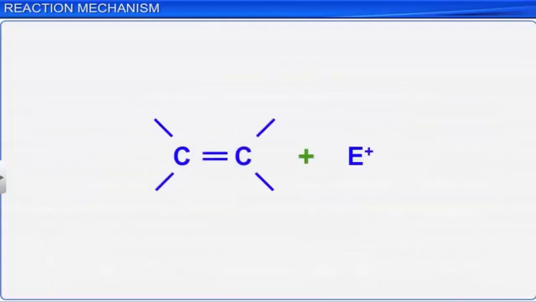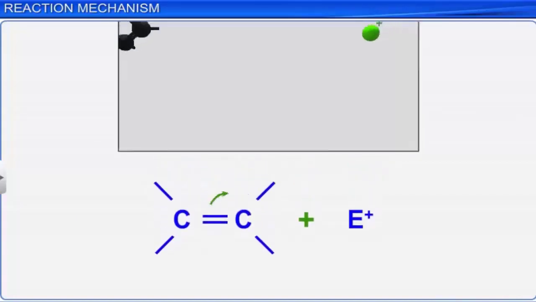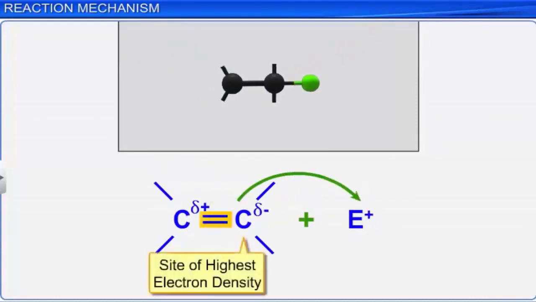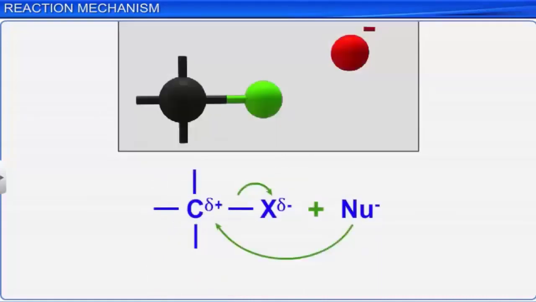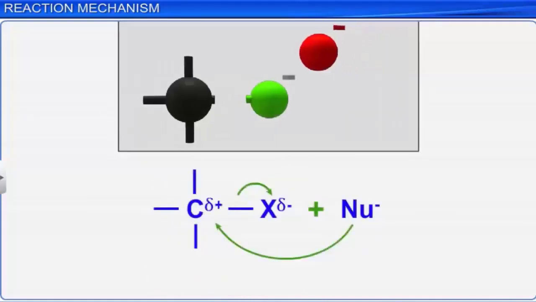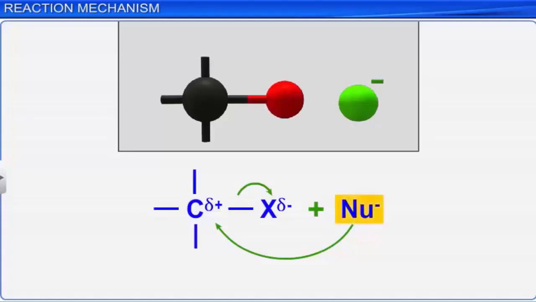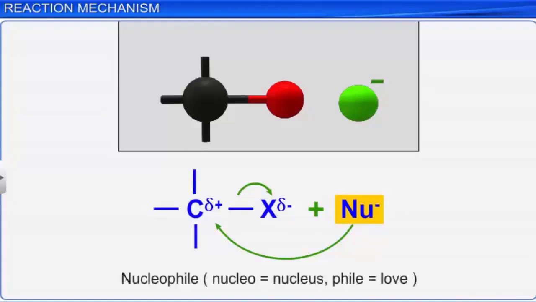A reaction initiated by an electrophile is called an electrophilic reaction. Electrophiles always attack the substrate molecule at the site of maximum electron density. An electron-rich reagent that donates electrons to the positive or electron-deficient site in a compound is called a nucleophile. A nucleophile is a nucleus-loving species, as it is electron-rich.